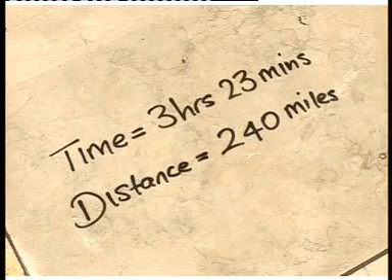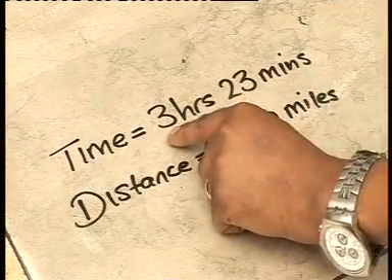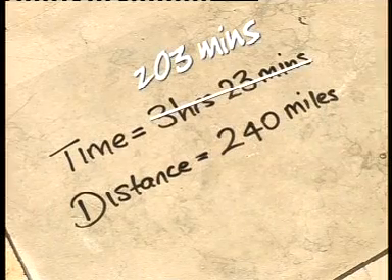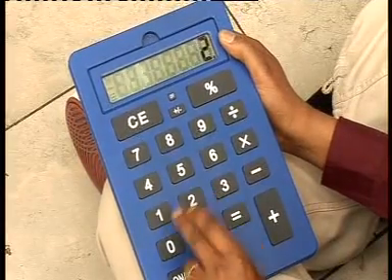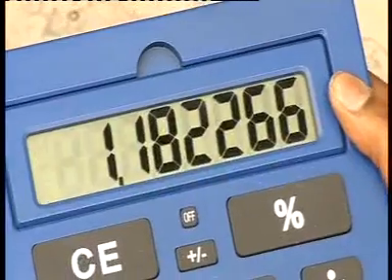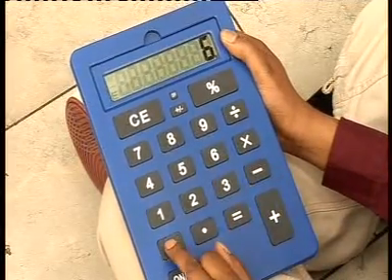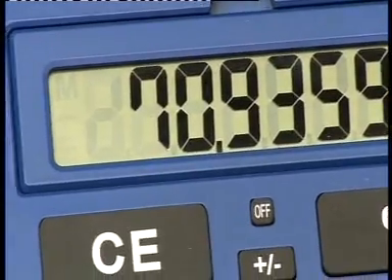We need to convert 3 hours, 23 minutes all into minutes. We know that 1 hour is equal to 60 minutes, so 3 hours is equal to 180 minutes plus the 23 minutes, and that gives us a total of 203 minutes. So now we can work out the average speed. That's the distance, 240 miles, divided by the time, 203 minutes, which is 1.18. Now that's an odd result for the speed of a train, and that's because it's in miles per minute. We need to multiply by 60 to give us the answer in miles per hour, and that's 70.9 miles per hour.